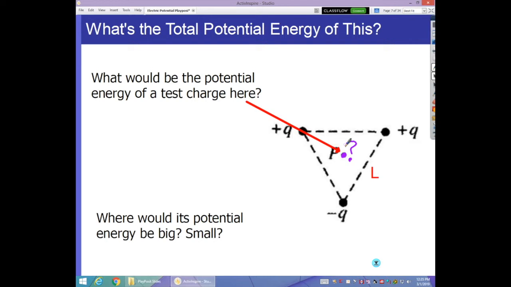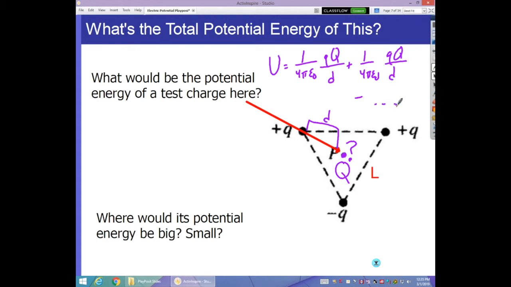But I know that if I did know what charge is there, and we'll call that test charge big Q, I could calculate it by being like, okay, well, 1 over 4 pi epsilon 0 times little q big Q all over, well, I'd have to figure out what this distance is. We're just going to call that distance d for now, so we don't have to work it out, plus some other stuff that's going to depend on this. There's going to be a minus term in here for our lower one.